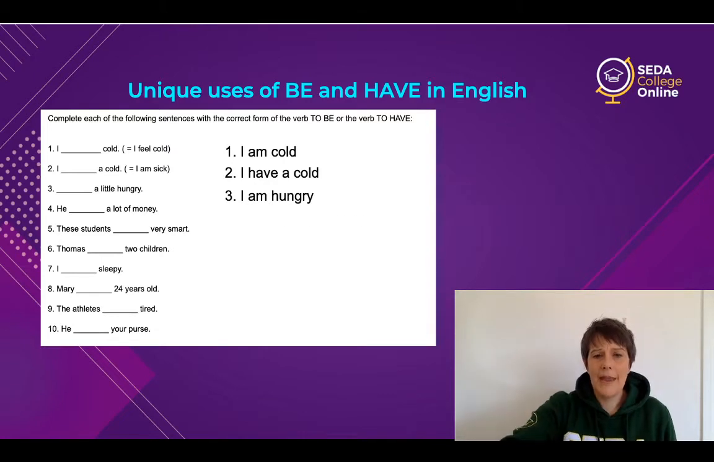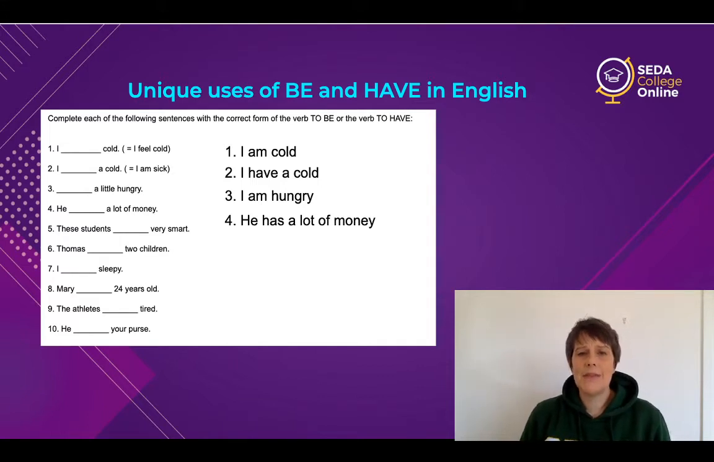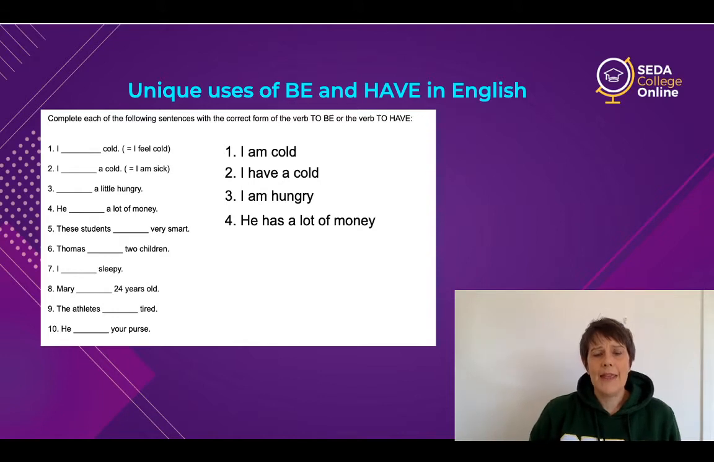I'm hungry. He has a lot of money. So I'm hungry, we see that as a state of being. Whereas he has a lot of money, we see that as a possession. So one is sort of internal as to how you feel and how you are, and the other one is something about what you have, what you can possess, what can be seen about the exterior of you.